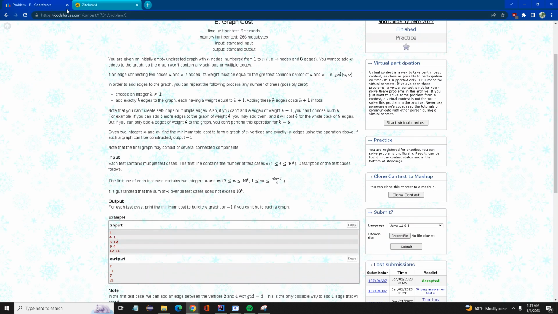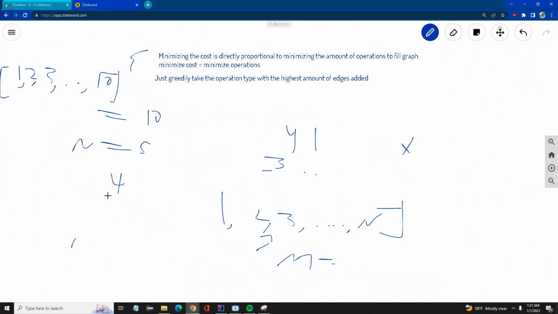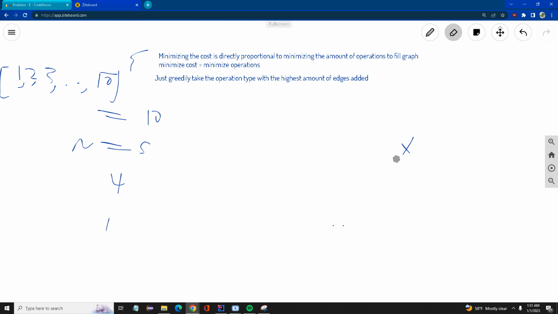We still need to figure out a way to see if it's possible to take a number. So how do we know if it's possible to take a number? Well, let's say I want to take the number 10, right? I need to find... Let's say I want to do the operation k. So let's say I want to take operation k.